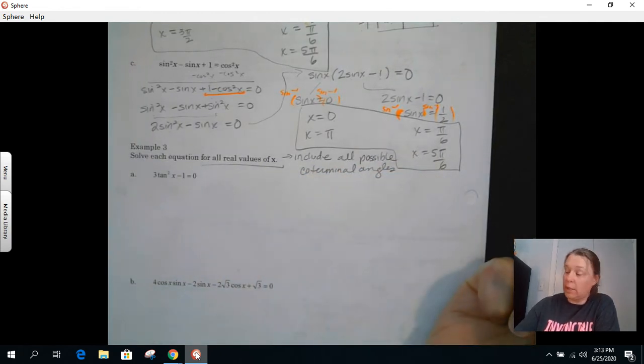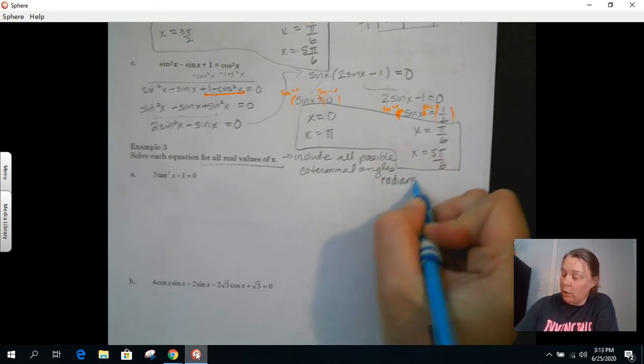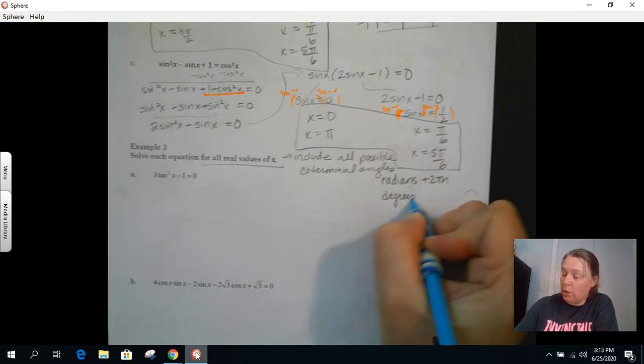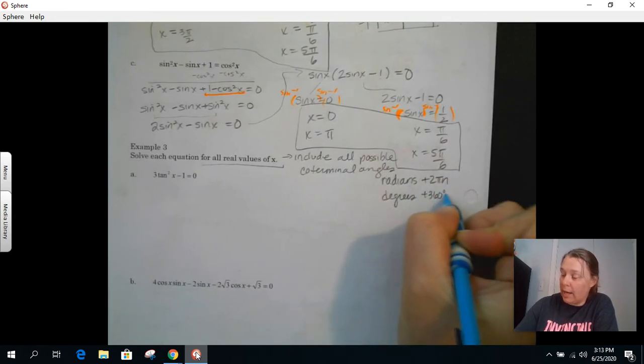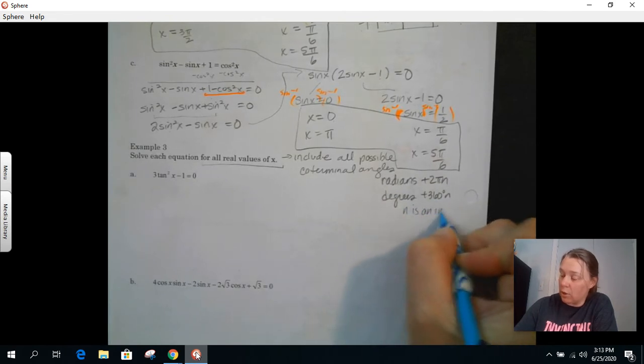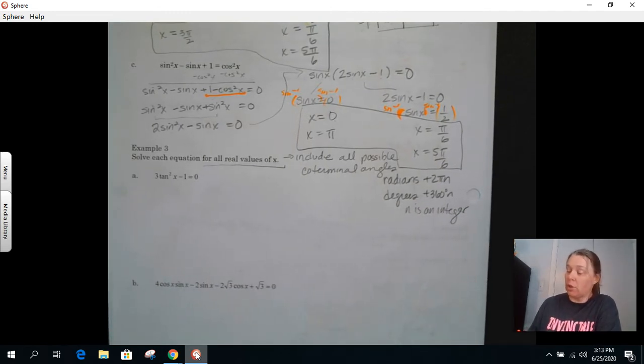So if the directions say to give your answer in radians, you're going to add 2 pi n. If it says to give your answer in degrees, you're going to add 360n, where n is an integer, right? That takes care of the positive and the negative of that. Okay, so that's what this direction here means for all real values.